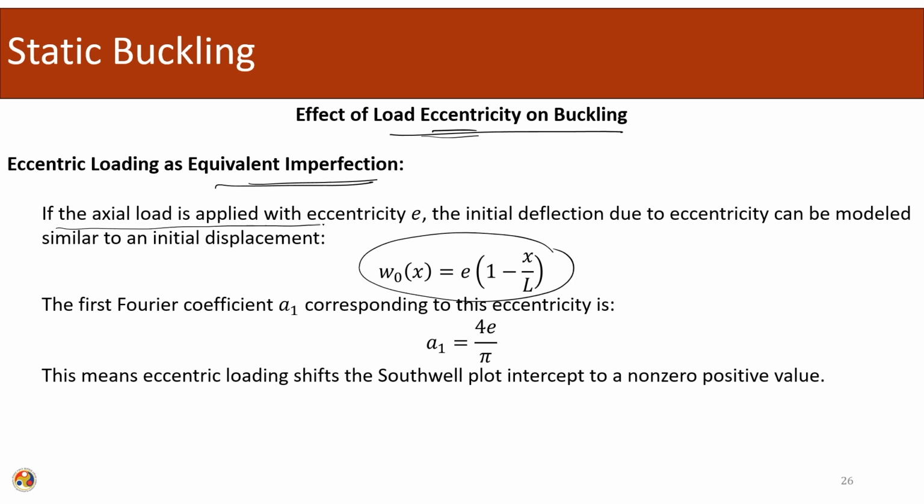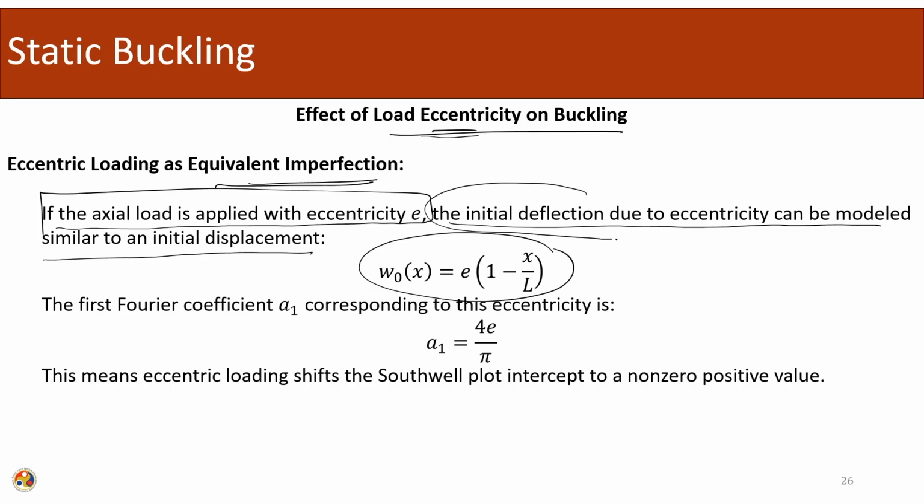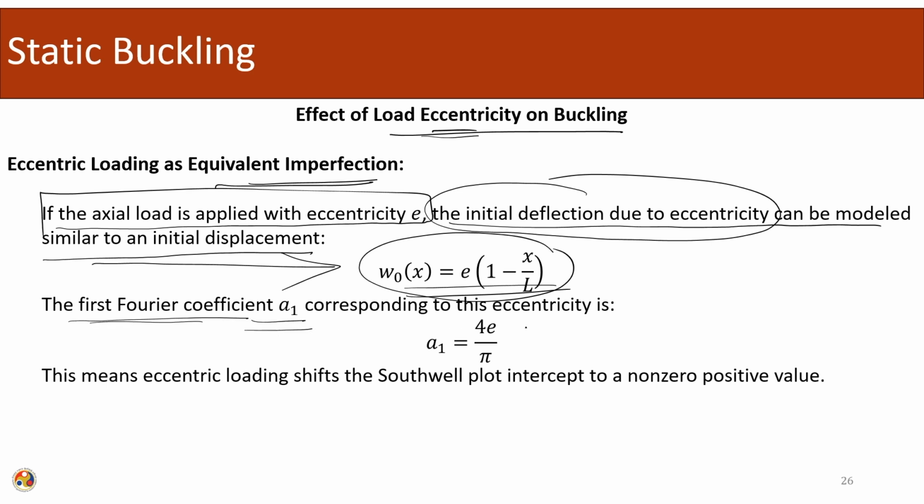If the axial load is applied with an eccentricity E, the initial deflection due to eccentricity can be modeled similar to an initial displacement. Imperfections we were modeling as a deflection. Similarly, we are modeling the initial deflection due to eccentricity as a case of an initial displacement. The treatment is the same, and again we are representing it with a Fourier series. The first Fourier coefficient A1 corresponding to eccentricity is given by this formulation. This means that the eccentric loading shifts the Southwell plot intercept to a non-zero positive value.